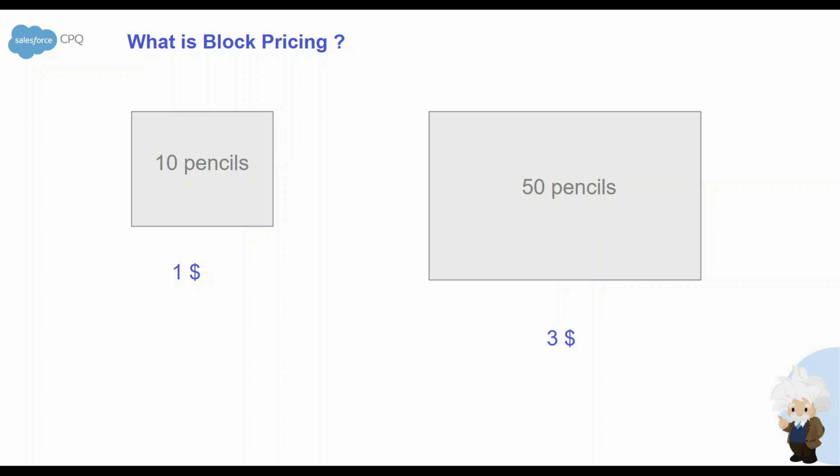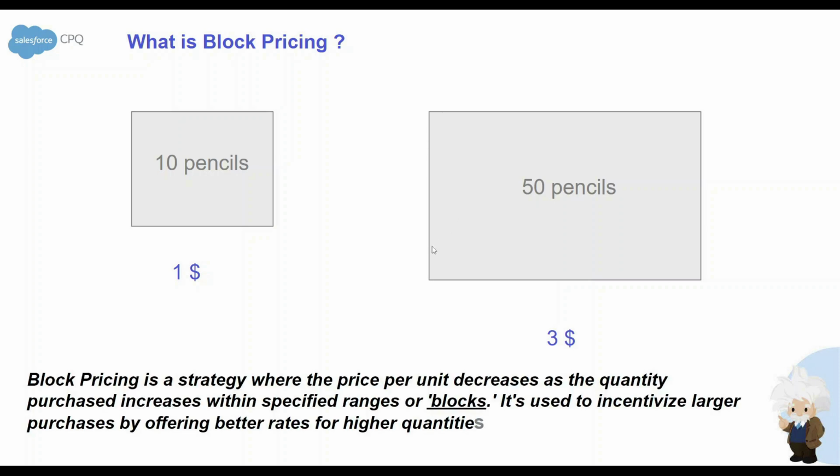With block pricing, you price the pencils based on the box big enough to hold them all. In this case, the total price for the pencil order line would be $1 since the 10 pencil box is sufficient for 7 pencils. Block pricing is a strategy where the price per unit decreases as the quantity purchased increases within specified ranges that we call blocks. It's used to incentivize larger purchases by offering better rates for higher quantities.